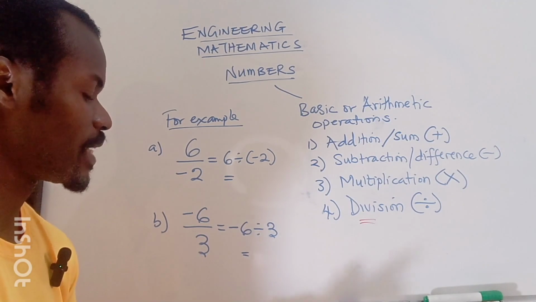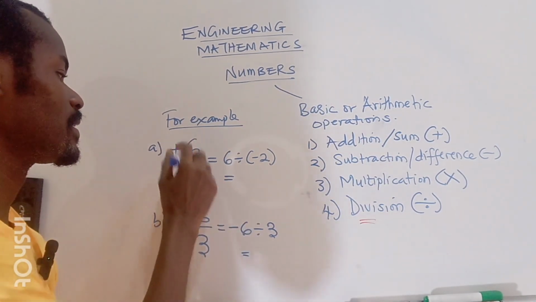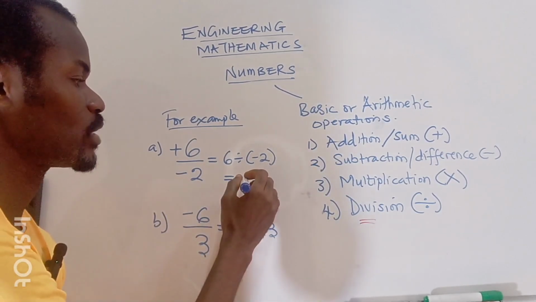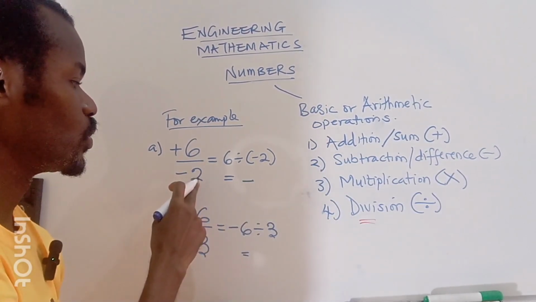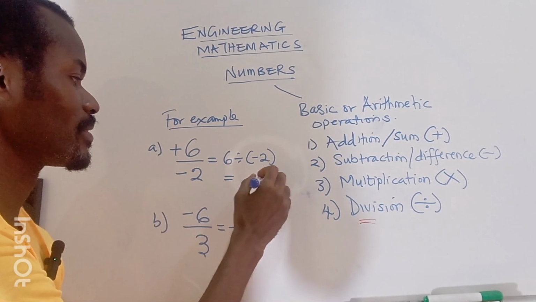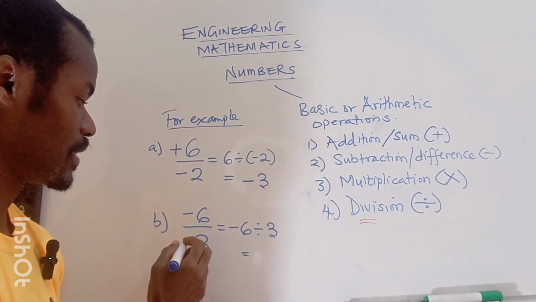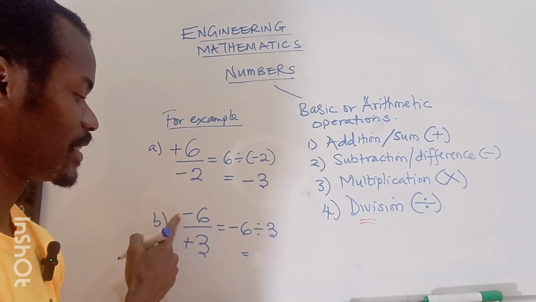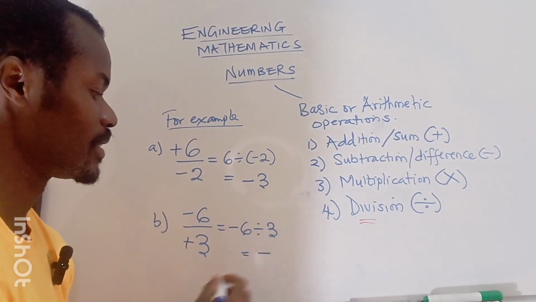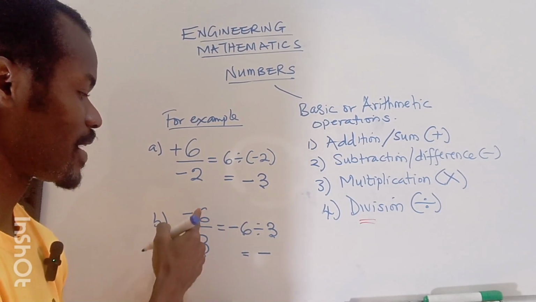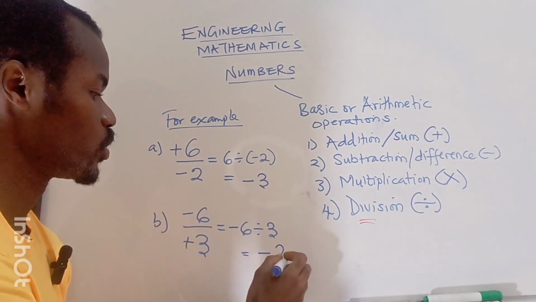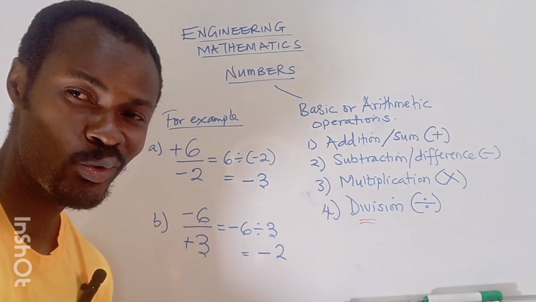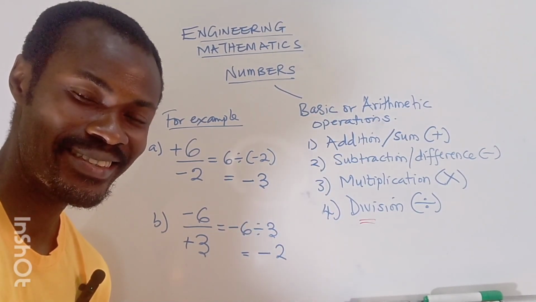Now if we look at this, 6 is positive and 2 is negative. Here 6 is negative and 3 is positive. Whenever you have a positive number dividing a negative number, your answer should be negative. So 6 divided by 2 is 3. Now, this is a negative number dividing a positive number, so our answer will end negative. So 6 divided by 3 is 2. So that is one rule you want to keep in mind.